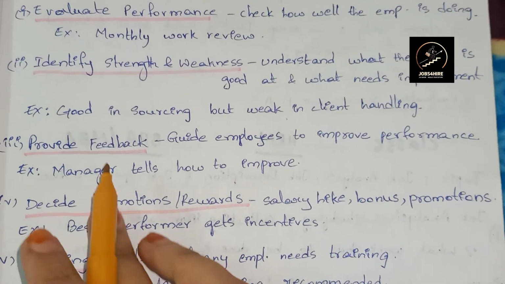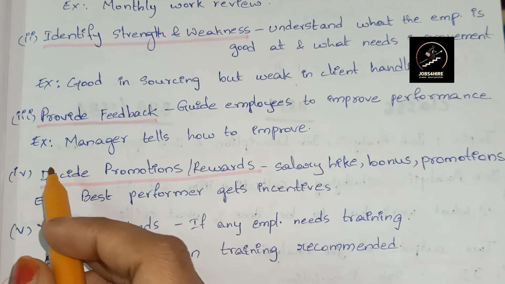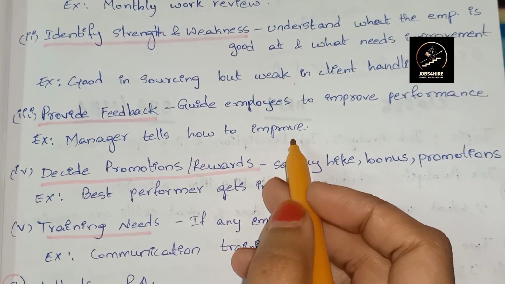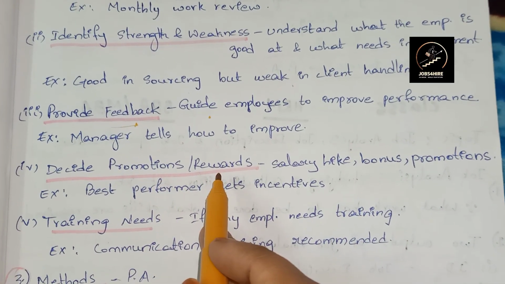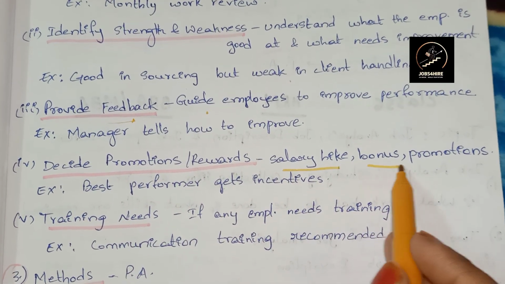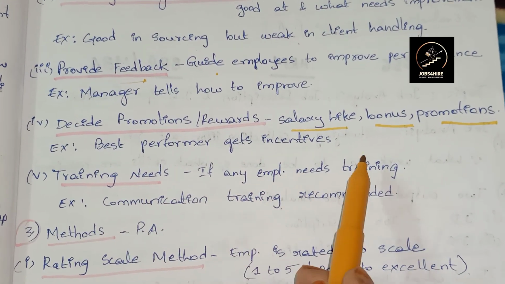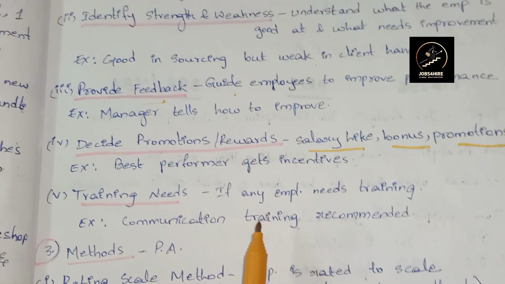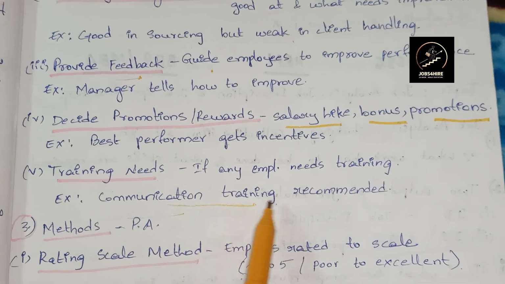Next one, provide feedback. Guide employees to improve performance. For example, the manager tells how to improve from the perspective of work. Decide promotions and rewards: salary hikes, bonus, promotions. For example, the best performer gets incentives. Training needs. If any employee needs training, for example, communication training.